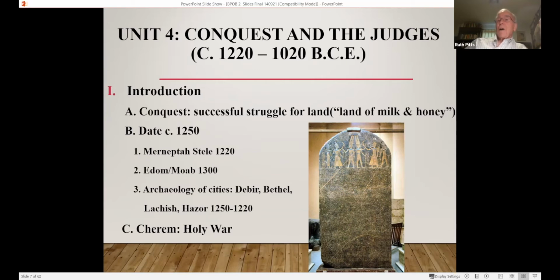Now, the archaeology of the various sites that were conquered and some that weren't conquered and so forth gives some evidence of destruction, fairly wide destruction in this 13th century, in the 1200s. So that may be evidence also of these folks coming in, such as at Lachish and Hazor.